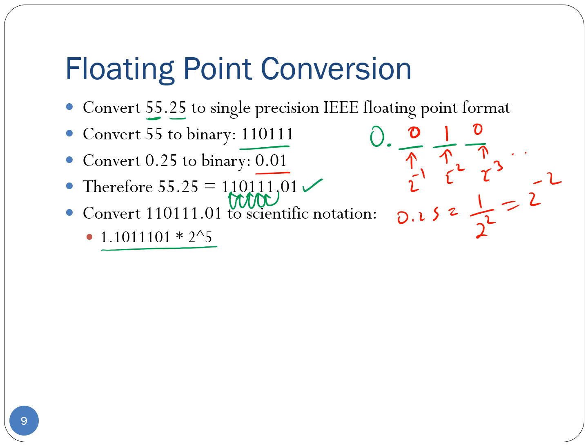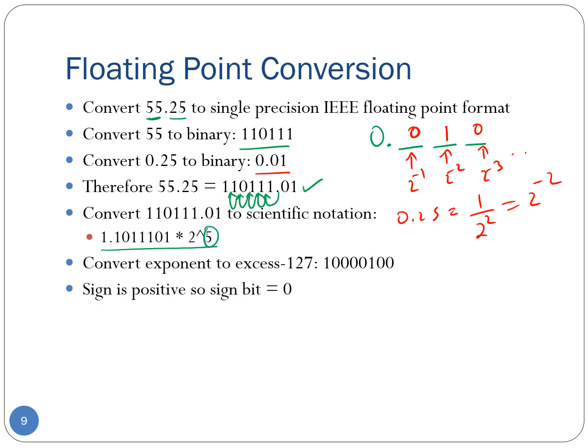Now from here we are very close. We just need to figure out the sign, the fraction, and the exponent field. So the exponent is 5. Recall that the exponent 5 would be represented in excess 127 notation. So 5 in 2's complement with 8 bits is 00000101. To translate this into excess 127, we have to add 127 to this.